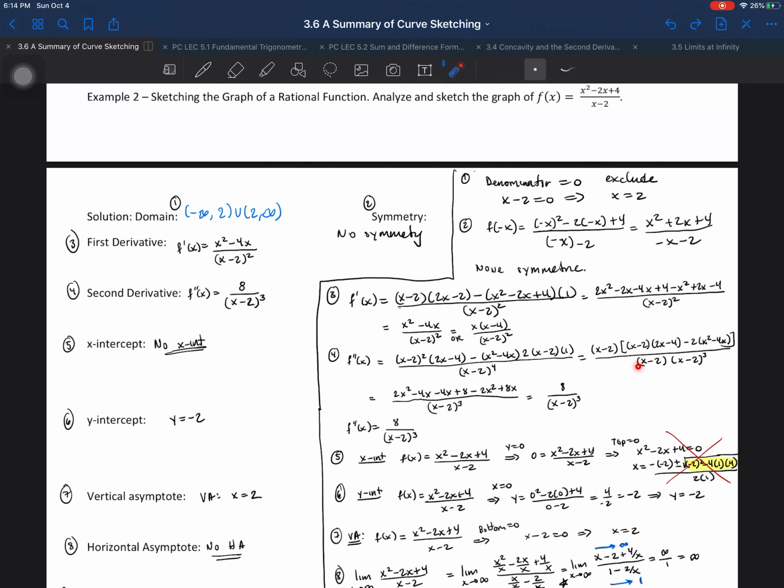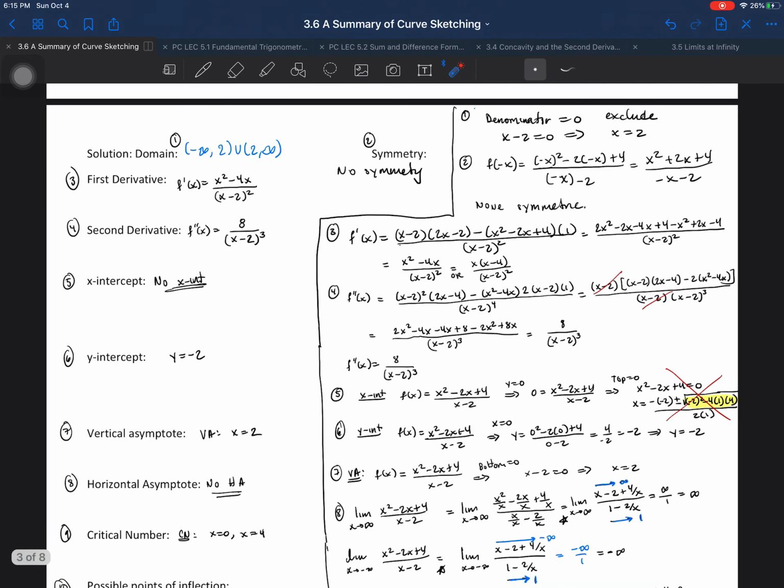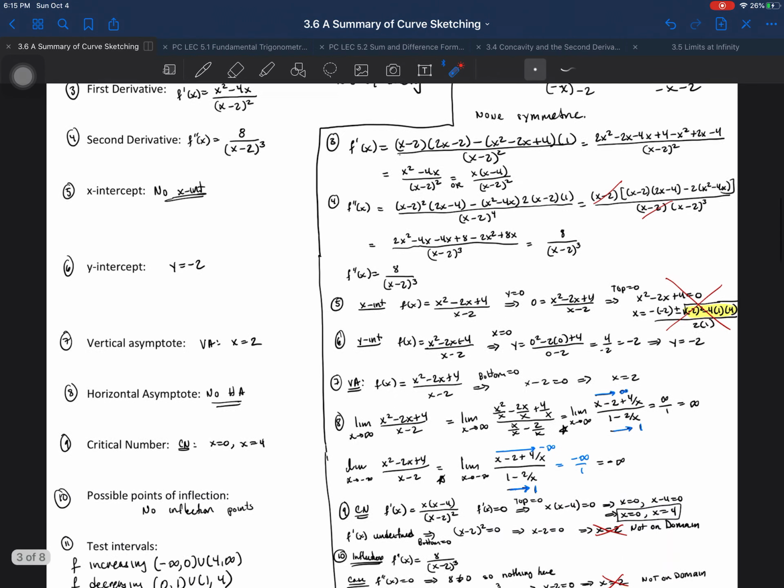Also, I'm looking that we can probably factor an x minus 2 from the bottom, because we can see that those are going to cancel each other out. So those cancel each other out for the next line. So what I'm going to have now is distributing these two, right? So we end up getting 2x squared minus 4x plus 8 minus 2x squared plus 8x. And that simplifies, by looking at these, those cancel each other out. The negative 2x squared and the 2x squared cancel each other out, so we're left with the 8 all over x minus 2 cubed. So there's your second derivative.